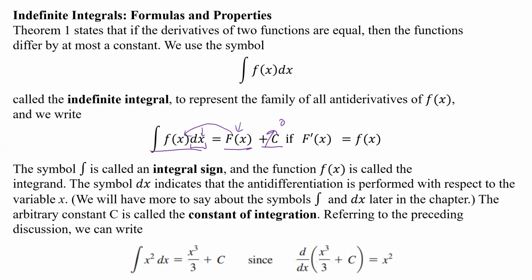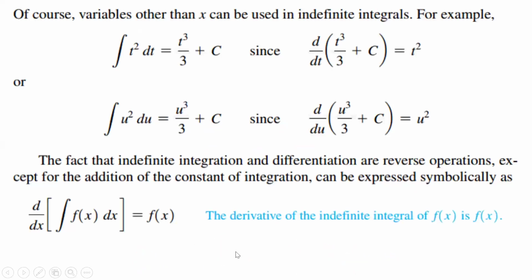And the arbitrary constant, our c value that goes to 0 when you take the derivative, is called the constant of integration. If we remember previously, when we said the integral of x squared dx was x cubed over 3 plus c, taking that derivative, we get that. That's kind of why that works. That's our constant of integration.